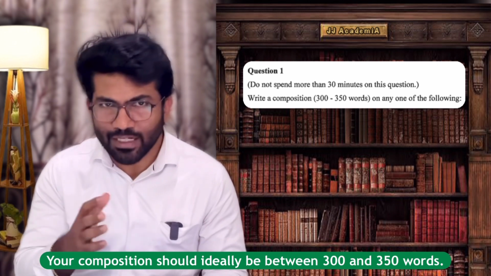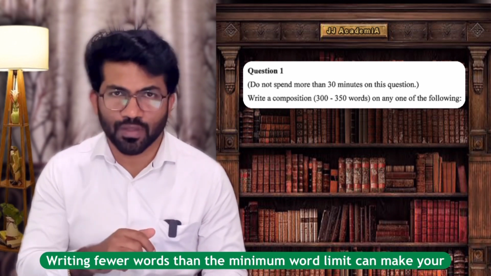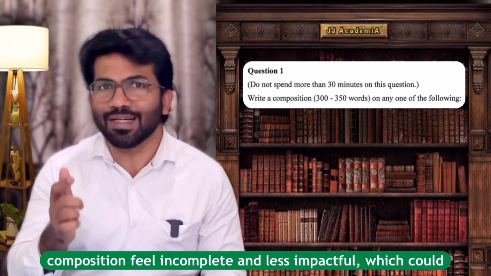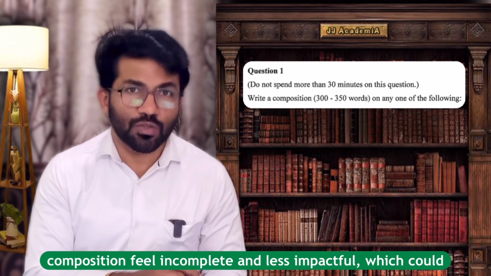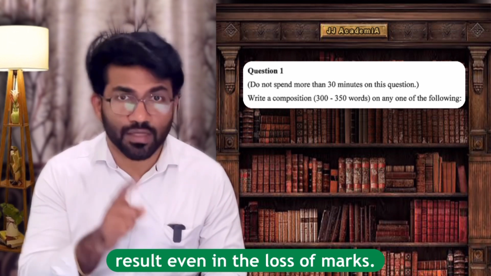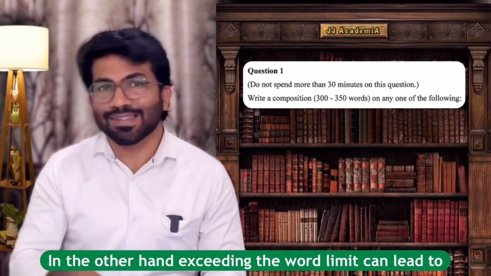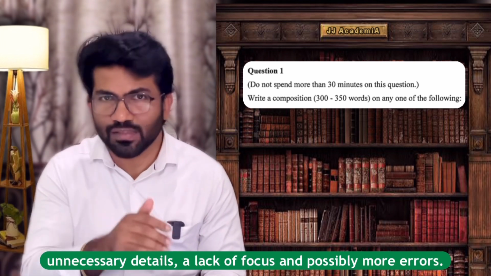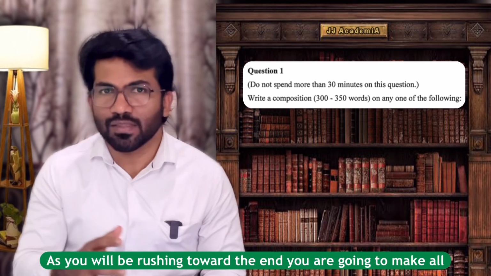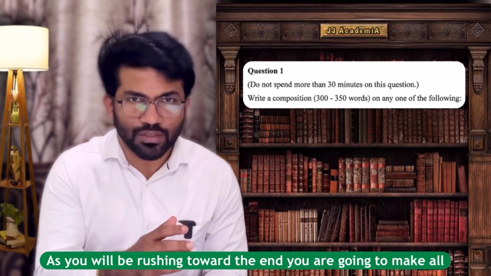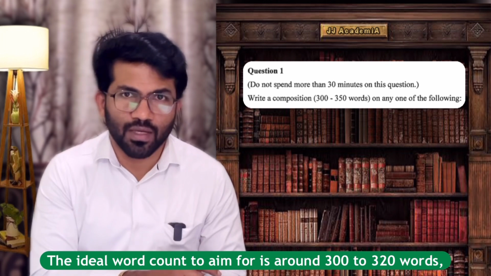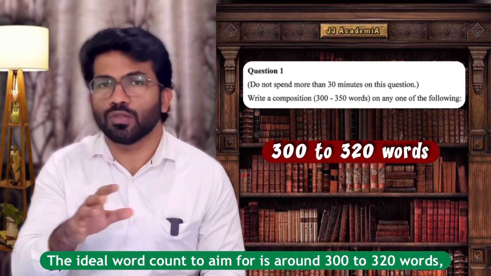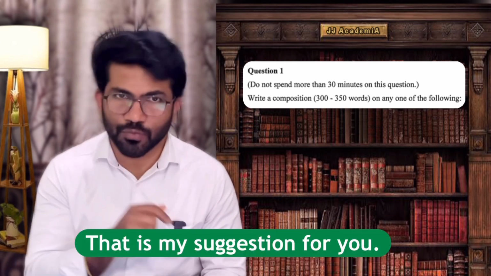Your composition should ideally be between 300 and 350 words. Writing fewer words than the minimum word limit can make your composition feel incomplete and less impactful, which could result even in the loss of marks. On the other hand, exceeding the word limit can lead to unnecessary details, a lack of focus, and possibly more errors. As you will be rushing toward the end, you are going to make all these mistakes. The ideal word count to aim for is around 300 to 320 words. That is my suggestion for you.